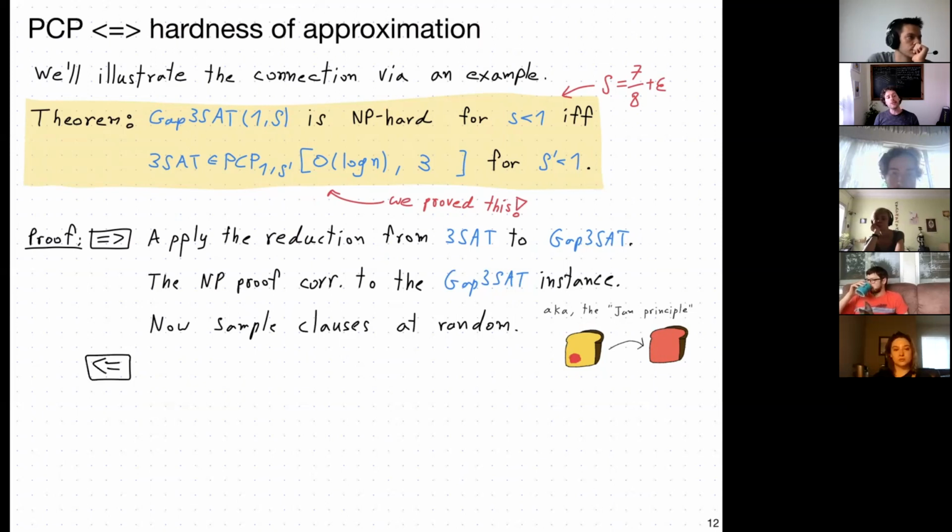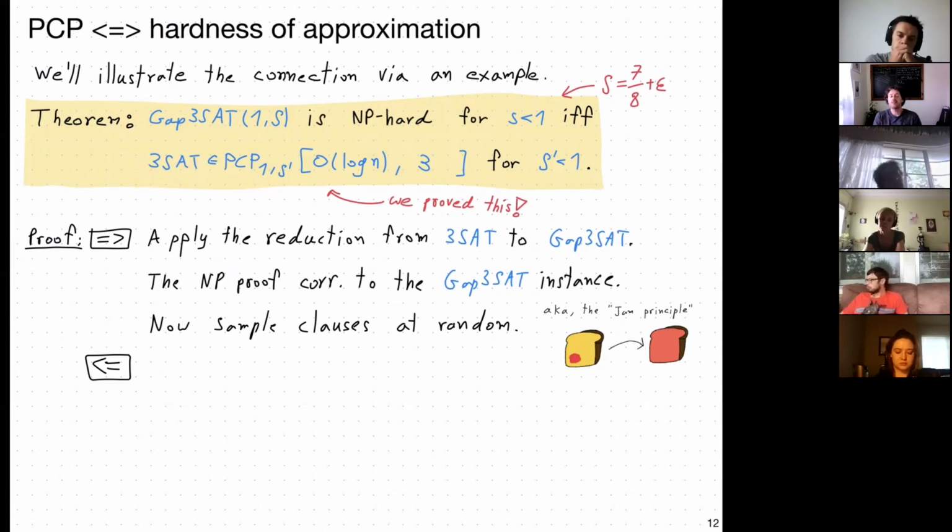And there is also the other way around, which is what we need to show the hardness of approximation result, which is the following. We'll say, suppose that we have a PCP. How do we prove that gap 3-SAT is hard?